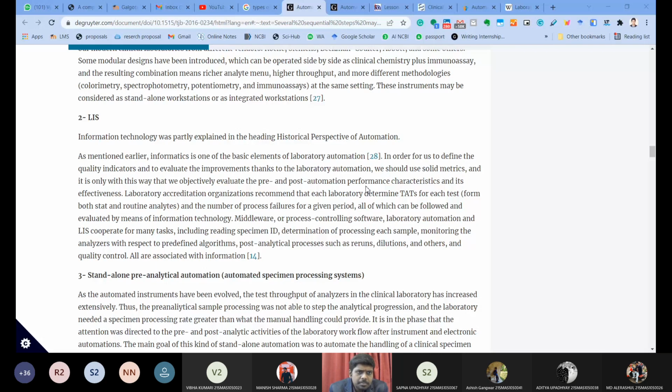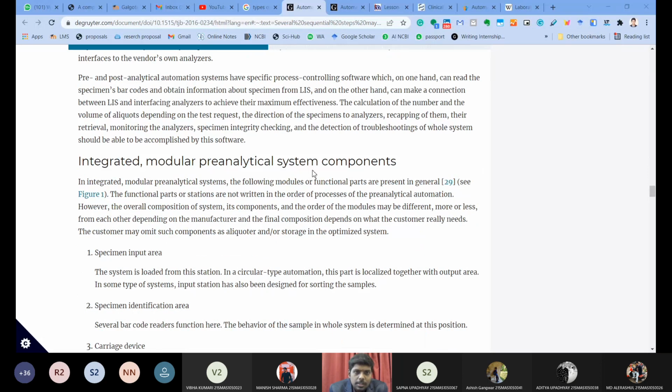Then we have many types of analyzers: pre-analytical, analytical, and post-analytical. So we have integrated and modular, or discrete and continuous. Integrated means everything is integrated. One best example of integrated is you cannot run an Android app on an Apple phone, right? You can only use iOS apps, but not an Android app, on an Apple.